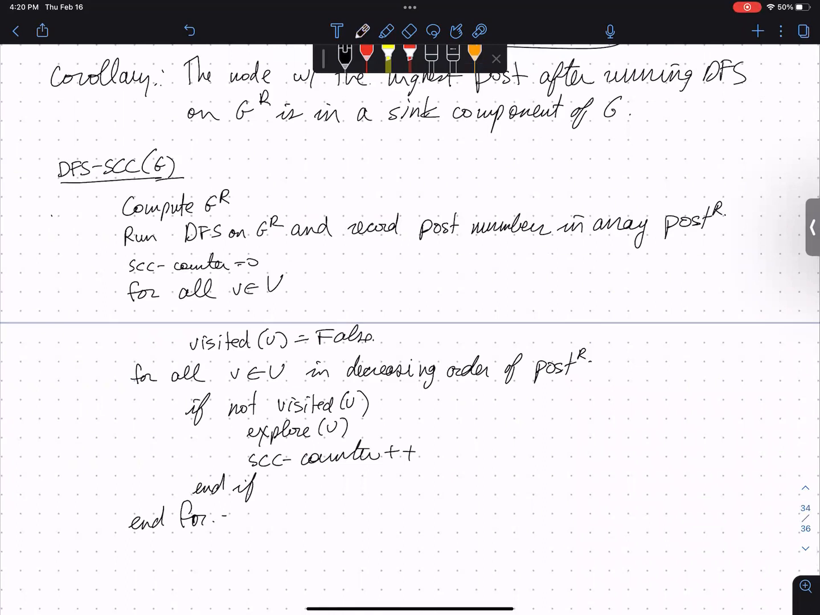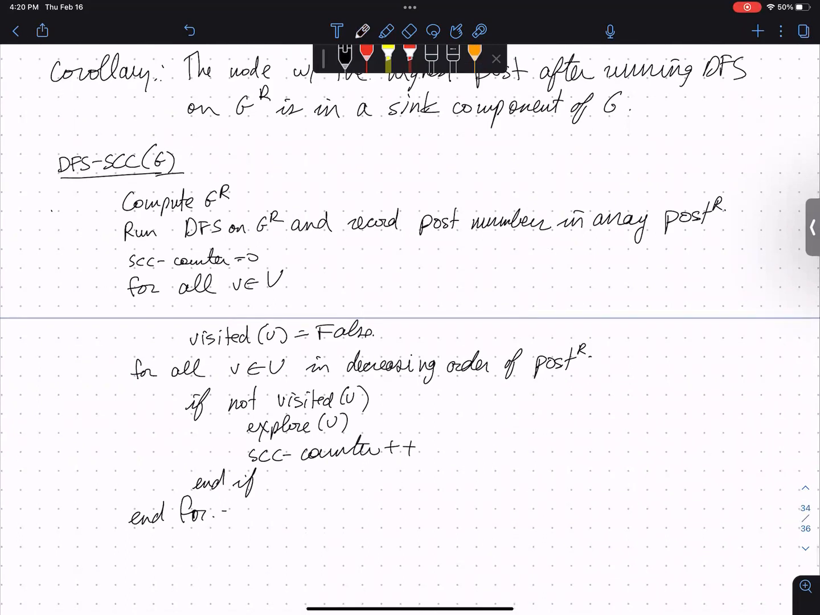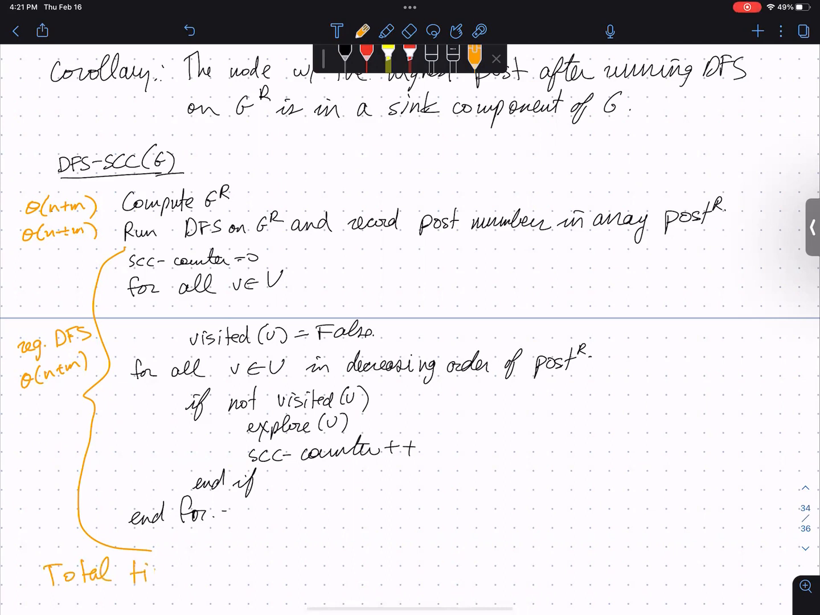The final thing is the running time here. From your homework, computing G reverse is theta of n plus m. Running depth first search is n plus m. And this is now your regular DFS in terms of running time. We just added these counters and changed the order, but the structure is the same. So the total time to find strongly connected components is linear.